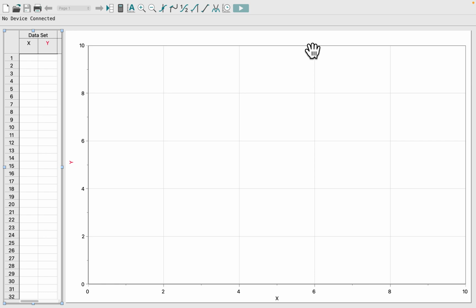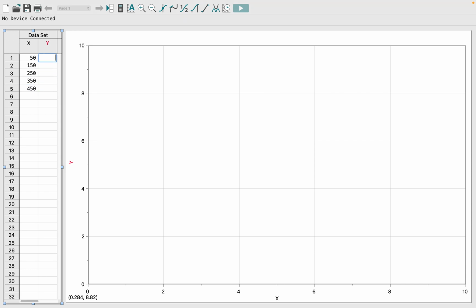I wanted to show you a real quick video on how to use Logger Pro. So let's say you've got your masses and your forces of gravity. The masses are going to go on the x-axis and the force of gravity is going to go on the y-axis. Let's say your first mass was 50 grams, the next was 150 grams, and the next was 250, then 350, and then 450.